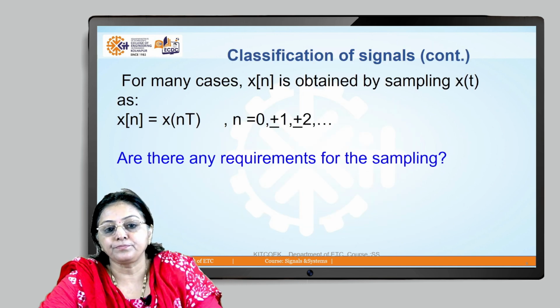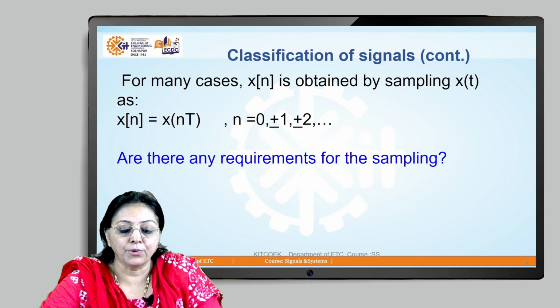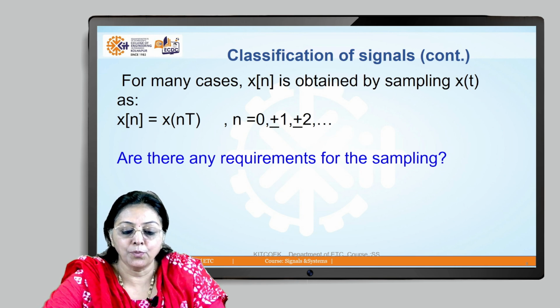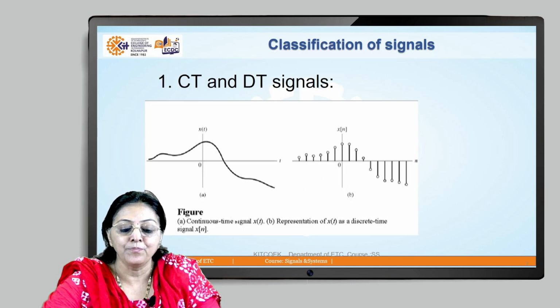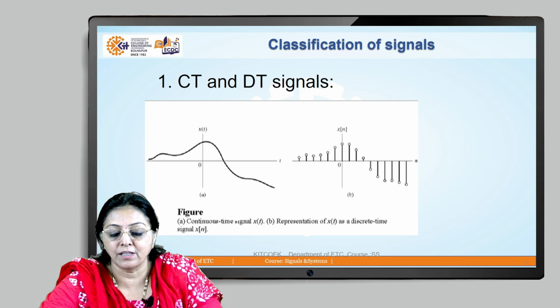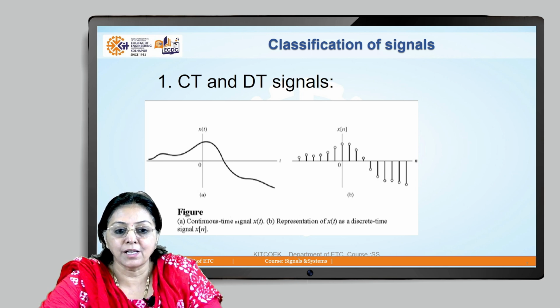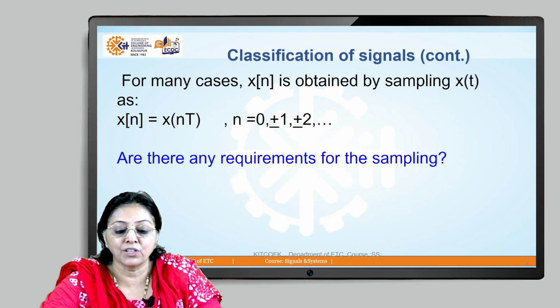Okay. Now, classification of signals, it is a continuation of the previous part: continuous time and discrete time. Now we are going to represent the continuous time and discrete time. For many cases, x of n is obtained by sampling x of t, right? In the previous diagram, we found that it is just an approximation. It means that we are going to sample x of t and convert it into discrete format. Because of that, it is mentioned here that it is obtained by sampling x of t.